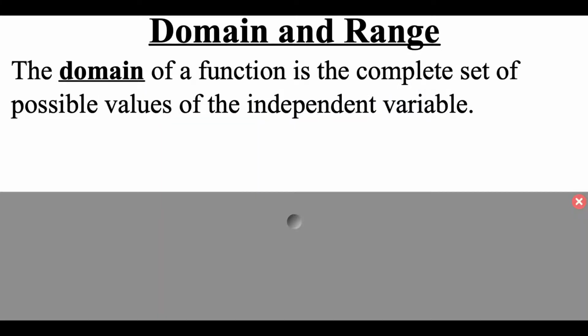As we're looking at the domain of a function, the domain is the complete set of possible values for the independent variable. Typically, we call these your input values, so these are the numbers that you're plugging into your function. If we've got an equation written in terms of x and y, then your domain deals with the x values.